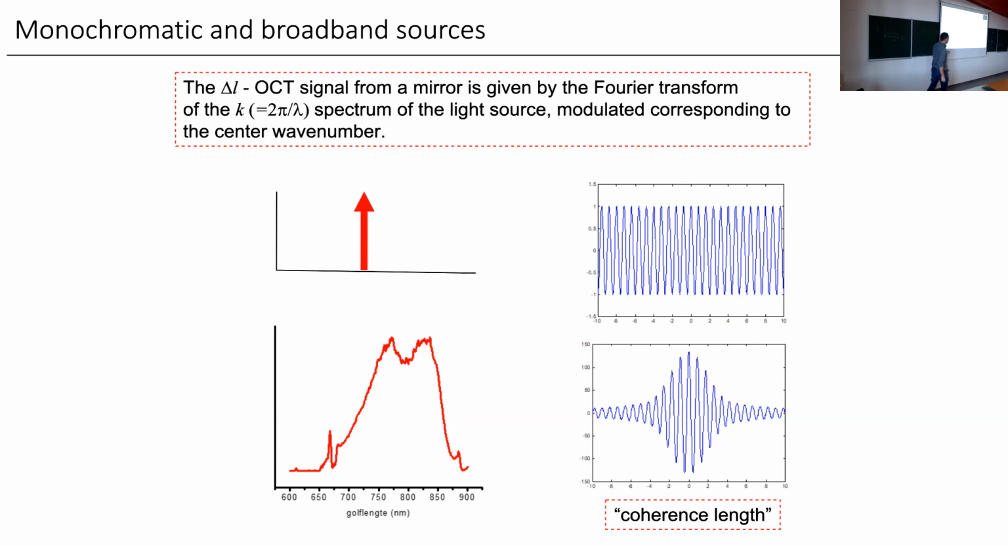If I take a more realistic spectrum, this is the experimental spectrum of a titanium sapphire laser, with a center wavelength of 800 nanometers and a full width at half maximum of 150. If I would take the Fourier transform of this spectrum, I would end up with this Fourier spectrum, so a localized signal. And that's the width of this.